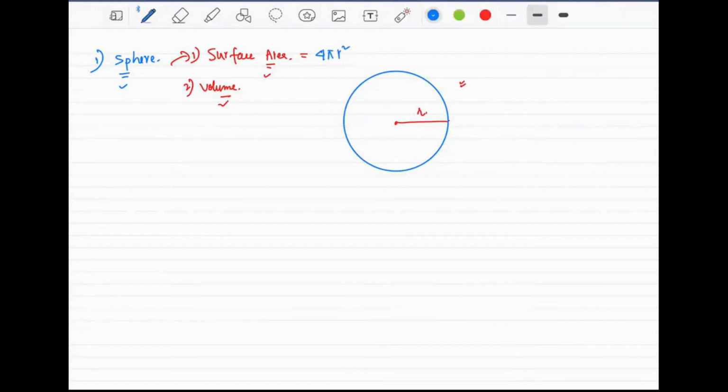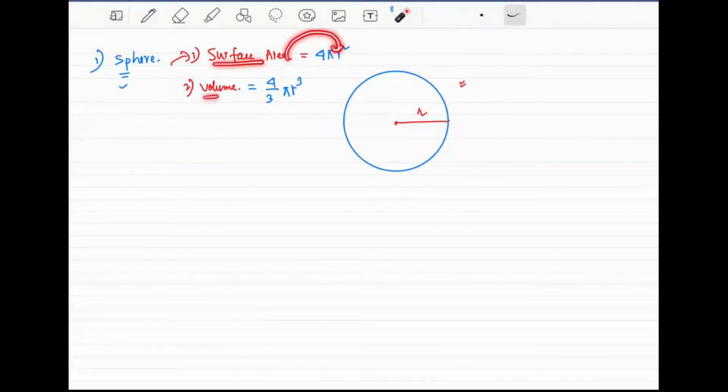And regarding the volume, I don't think I need to explain what volume is, because you have already learned this in class 8, 9. The volume is given by 4 by 3 pi r cube. The only difference is one is 4 pi, the other one is 4 by 3. In terms of surface area, there is a square. In terms of volume, there is a cube. These are easy actually. The surface area of the sphere and the volume are easy.